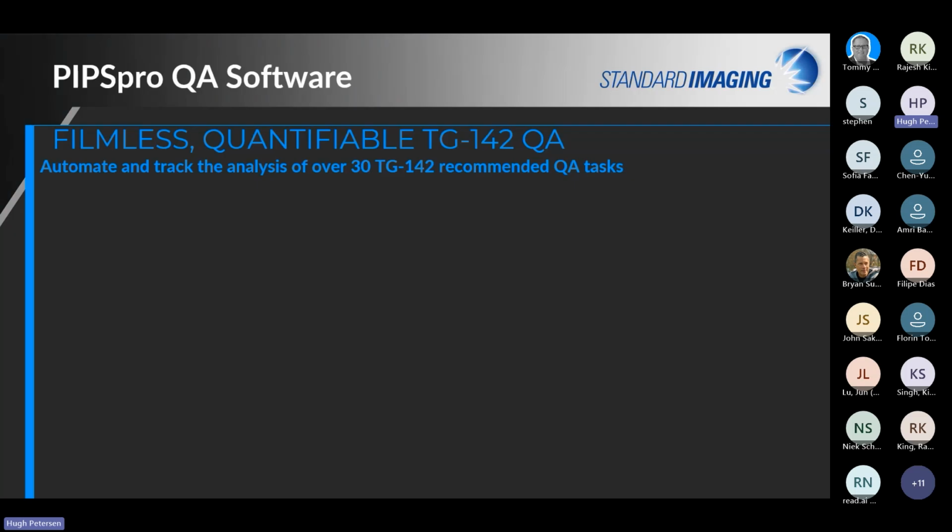So basically some of the filmless and quantifiable TG142 QA components allow you to automate and track the analysis of over 30 TG142 recommended QA tasks, and that includes your MV and KV imagers on the 2D side. That includes your cone beam CT, as I had mentioned, utilizing the CATphan. We've got a couple of different types of MLC QA tests.